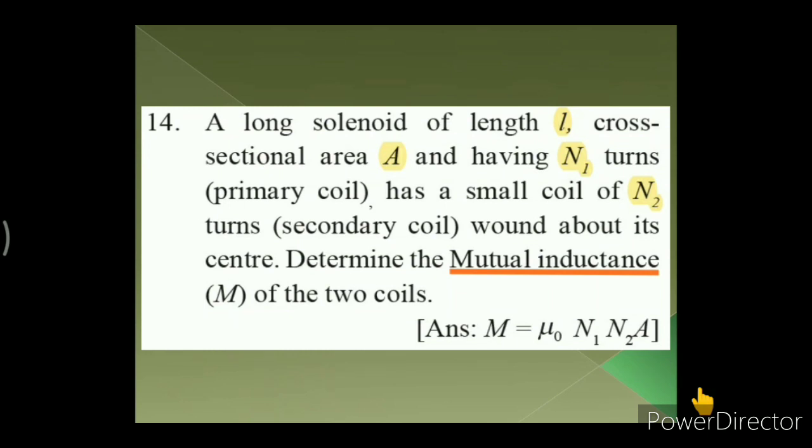Here it is given that the long solenoid is of length L, whose cross-sectional area is A, and it has N1 turns, which is said to be the primary coil. It also has a small coil of N2 turns, which is the secondary coil, wound about its center, and we have to determine the mutual inductance of these two coils.